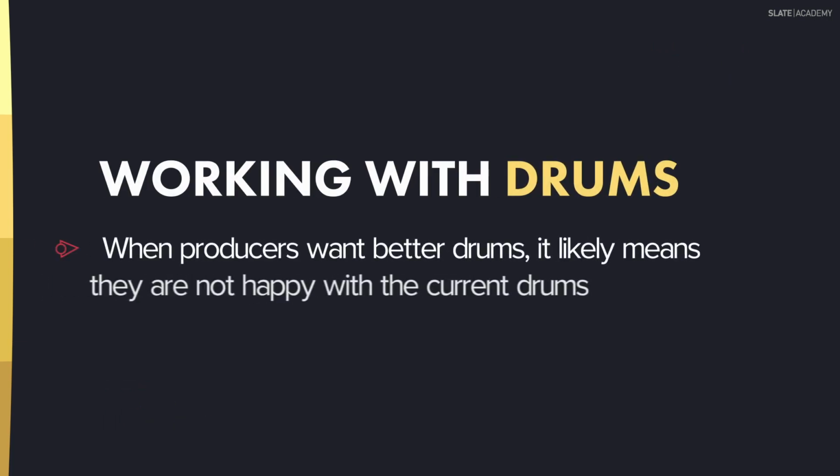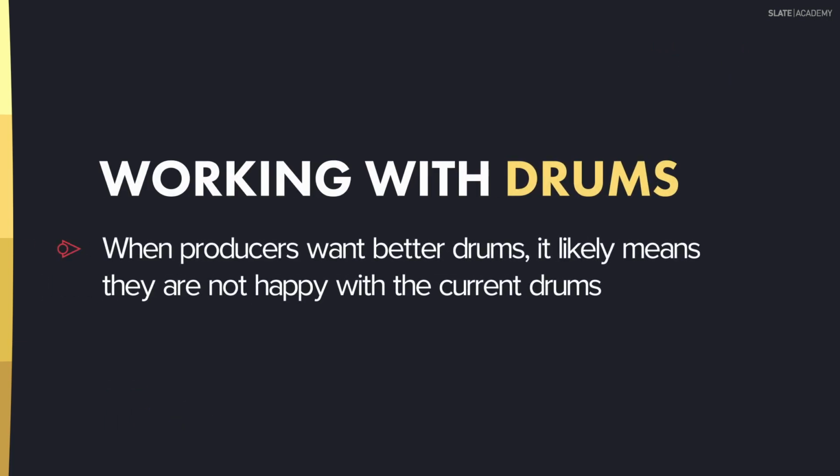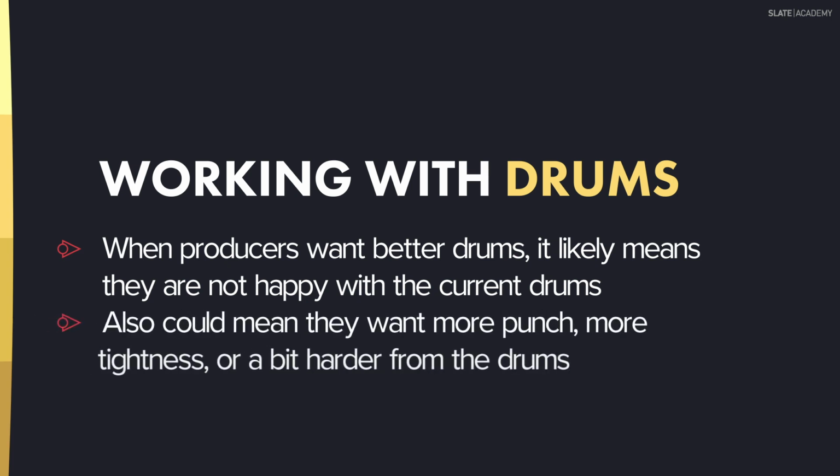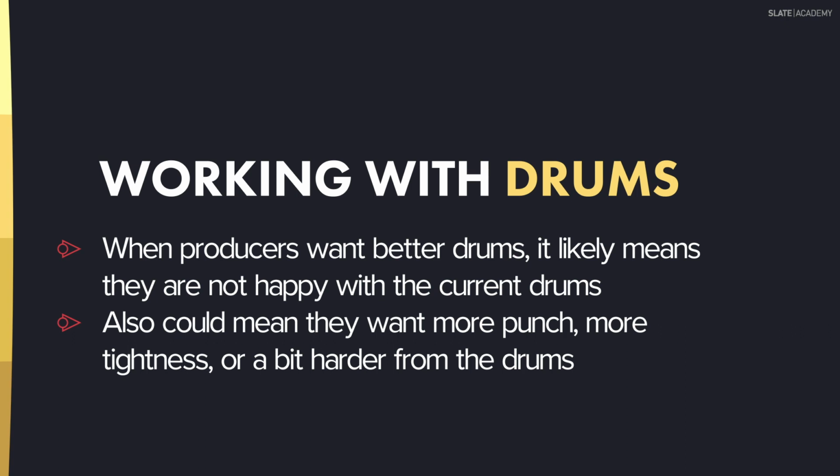When producers say they want better sounding drums, this probably means that they don't like the drums they currently have. They might say things like, the kick doesn't punch through the mix, the snare falls flat. These are indicators that you need a different sample. Another meaning is that the drums sound good, but they just want them to sound a little punchier, a little tighter, a little harder. This is usually achieved through processing.